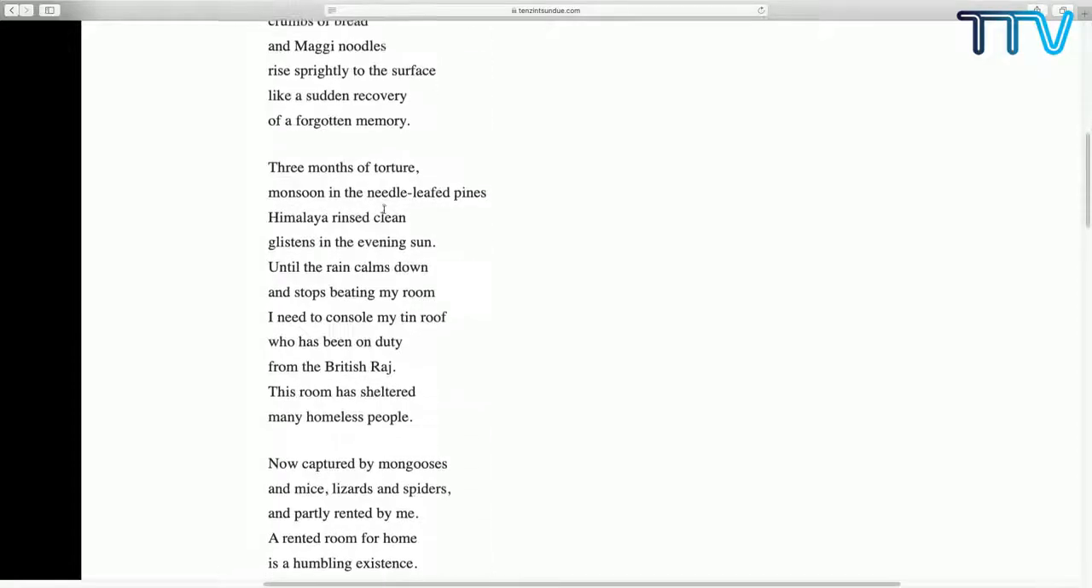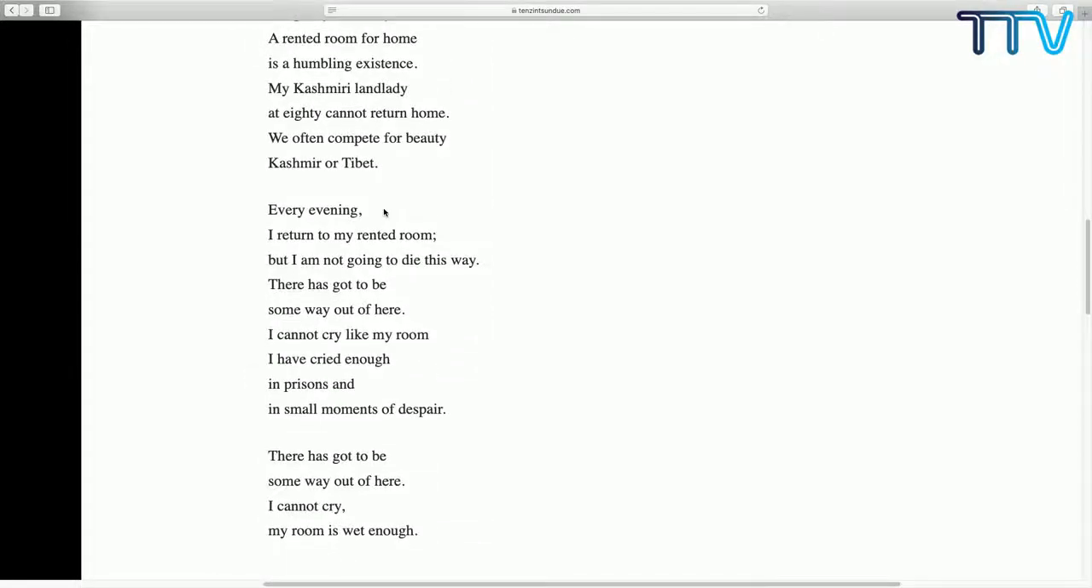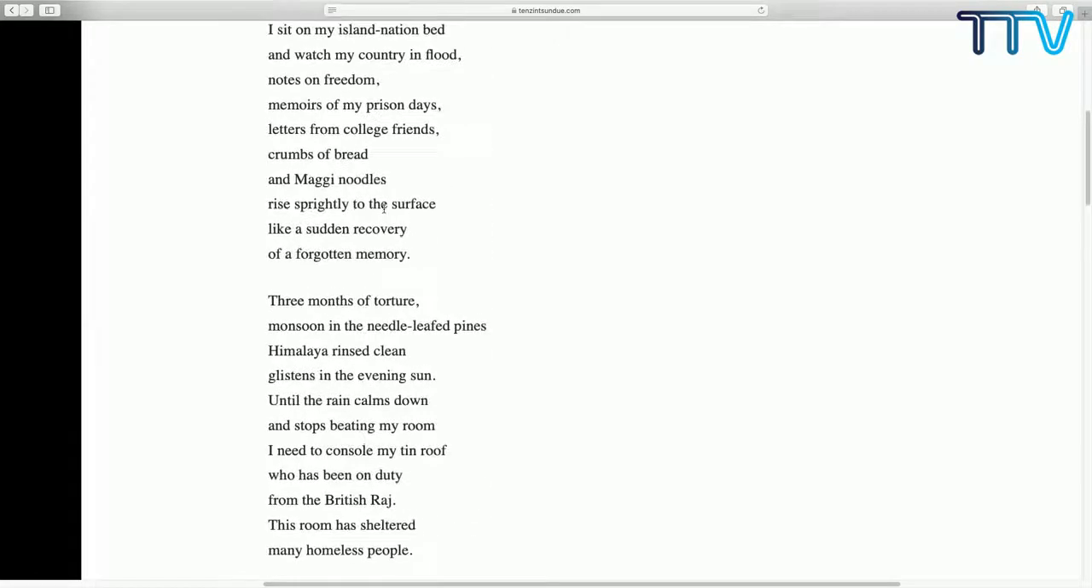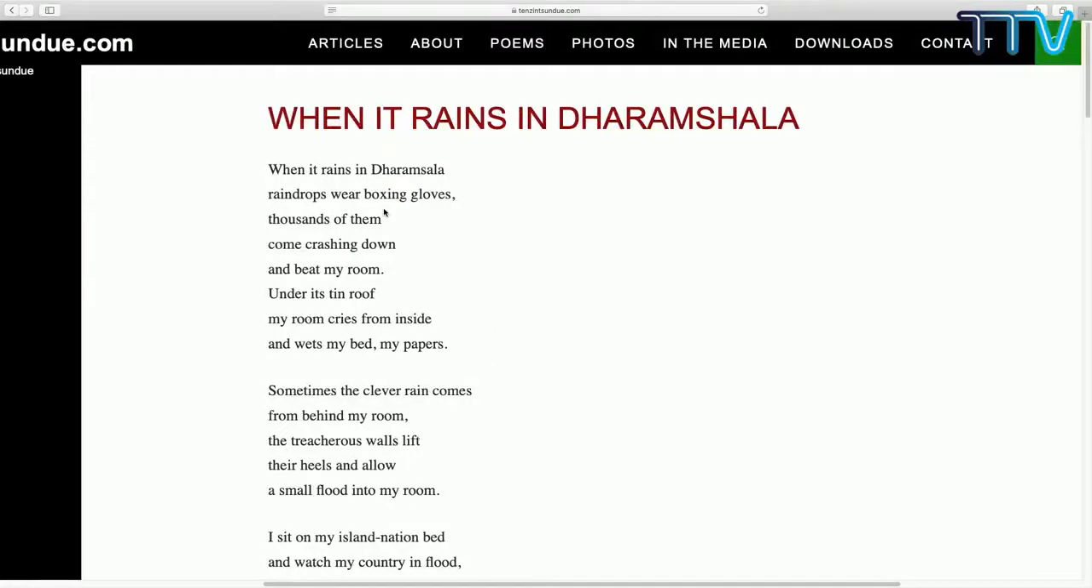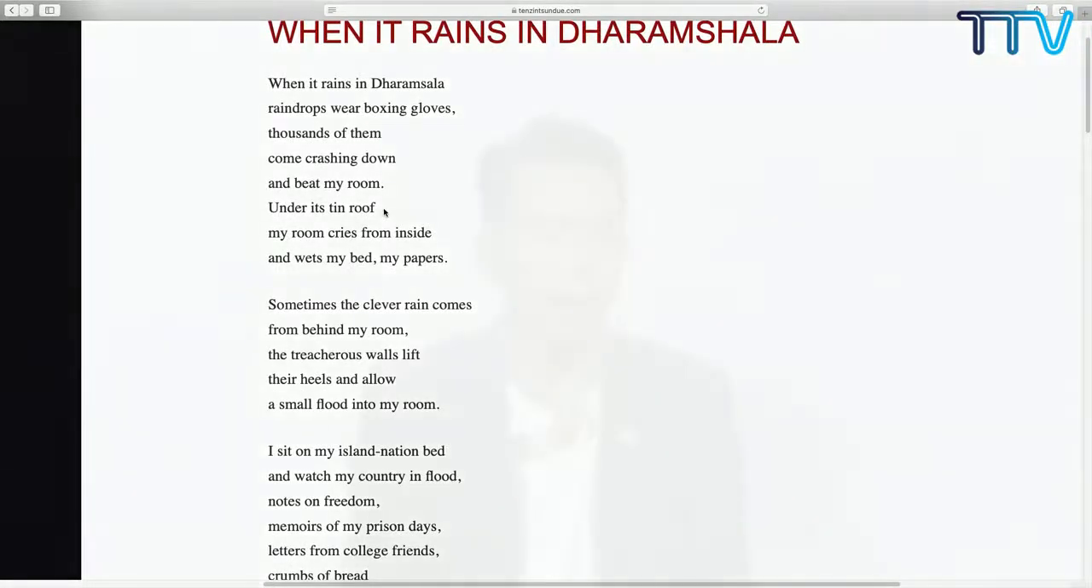I'm not going to take much time. If you get time, I highly recommend you go through this, just to see whether this is a good example of descriptive writing or not. So that is the poem on when it rains in Dharamsala. Right now in Dharamsala we are having a rainy season.